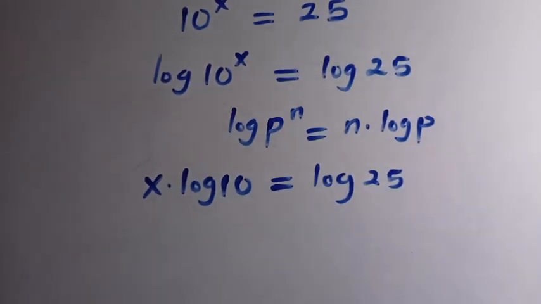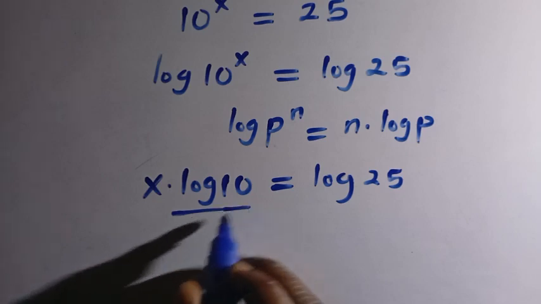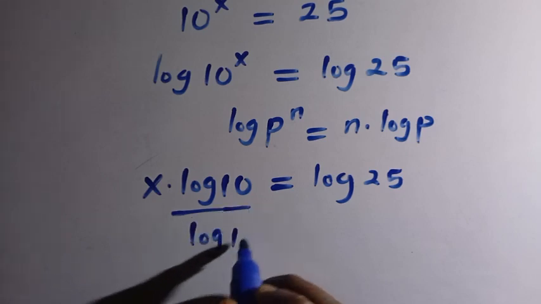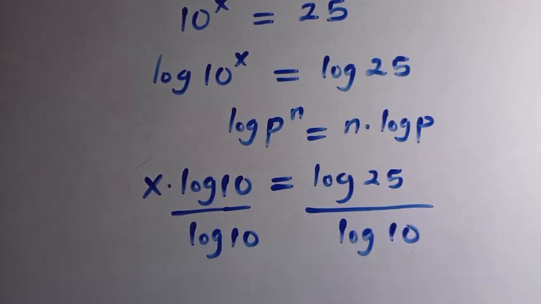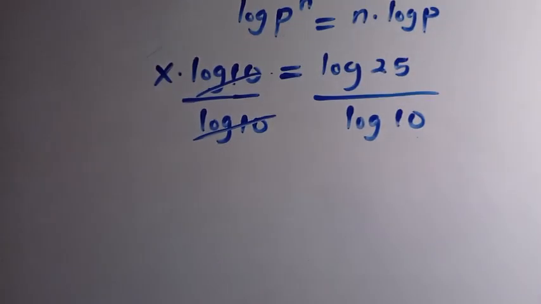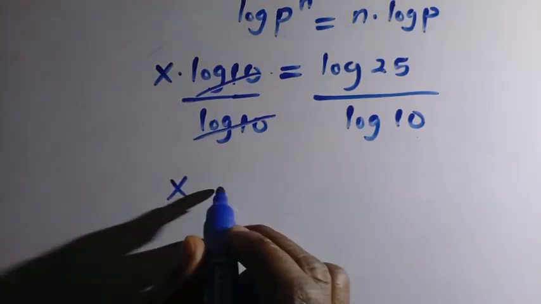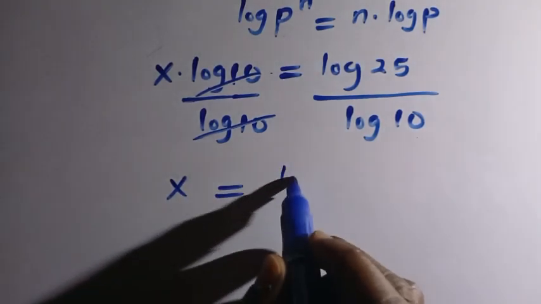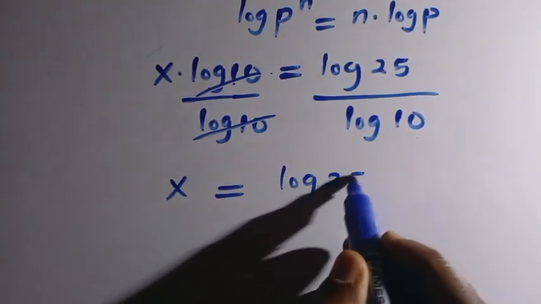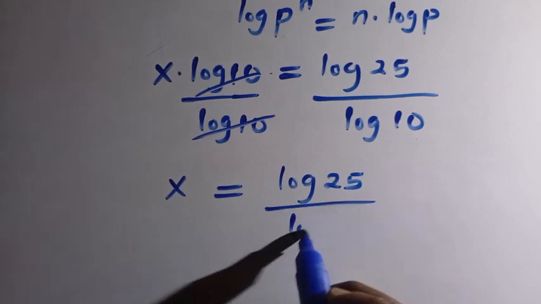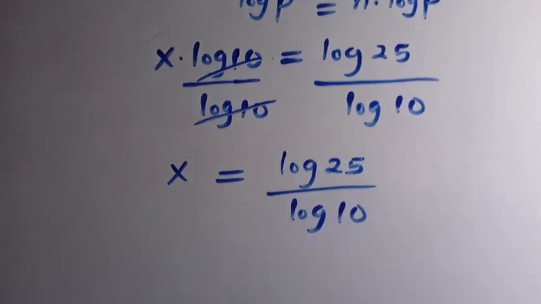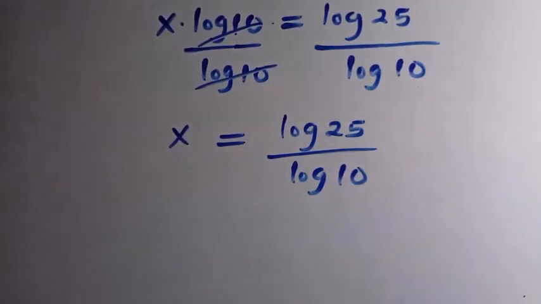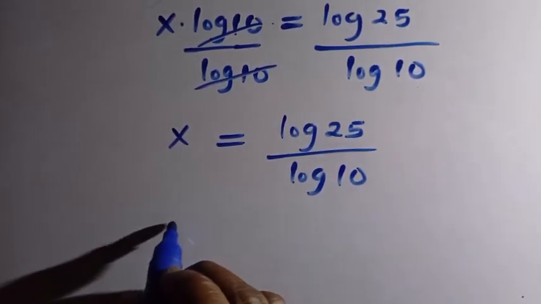Since we need the value of x, we divide both sides by log 10. So also here we divide by log 10. When log 10 cancels log 10, we have x equals log 25 divided by log 10. We cannot leave the answer like this because these are too big, so let's try to simplify this.